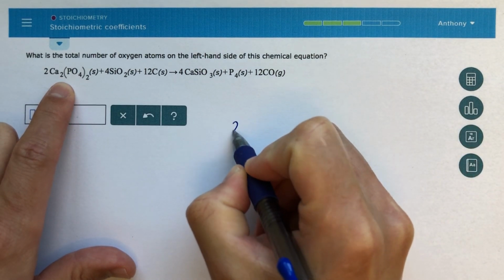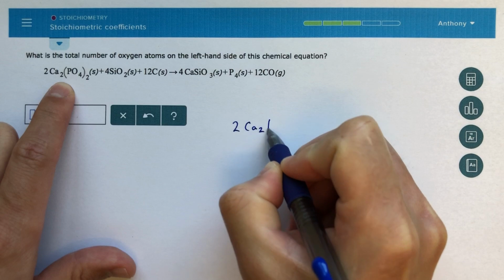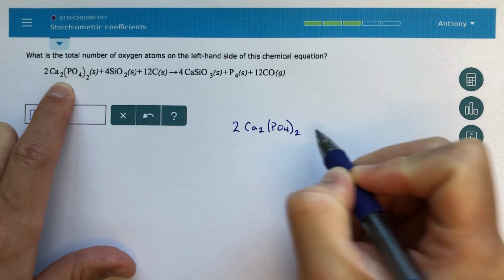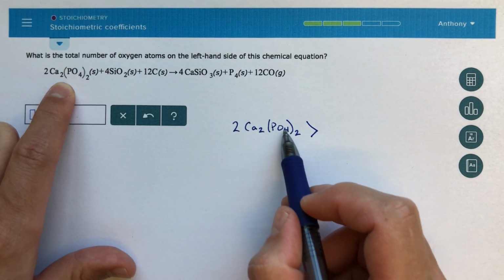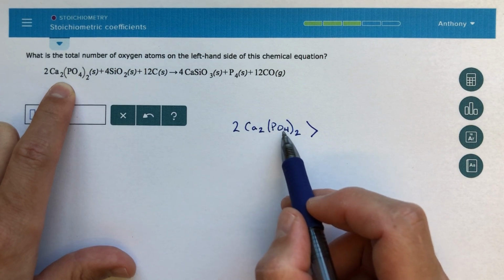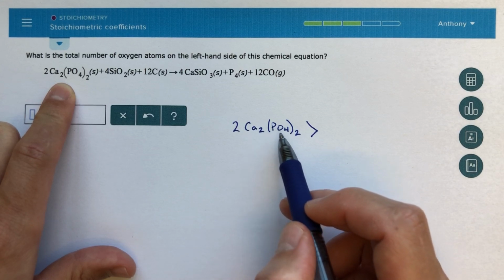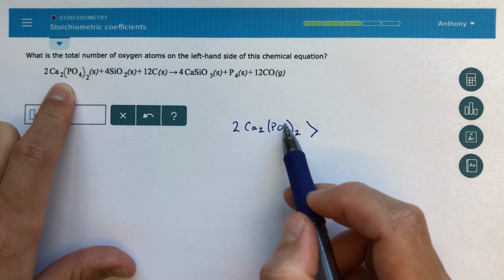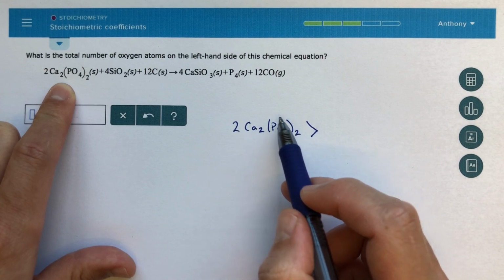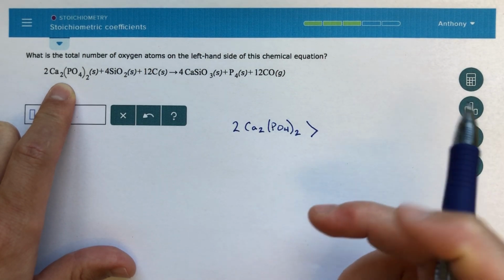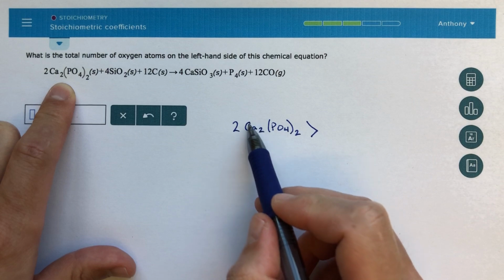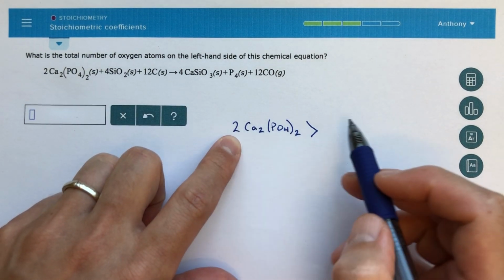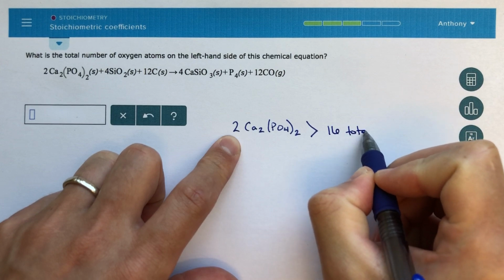So I'm going to write 2 Ca2(PO4)2. In this piece, there are 4 oxygen atoms for each one of these phosphates. Inside the parentheses, this is a phosphate polyatomic ion. So in this PO4, there are 4 oxygen atoms for every one of these. And this little 2 indicates that there are 2 of these PO4 pieces. Because I've got 2 of those, that would indicate that I have 8 oxygen atoms for every one of these. And since I have 2 of those, in total there's going to be 16 oxygen atoms.